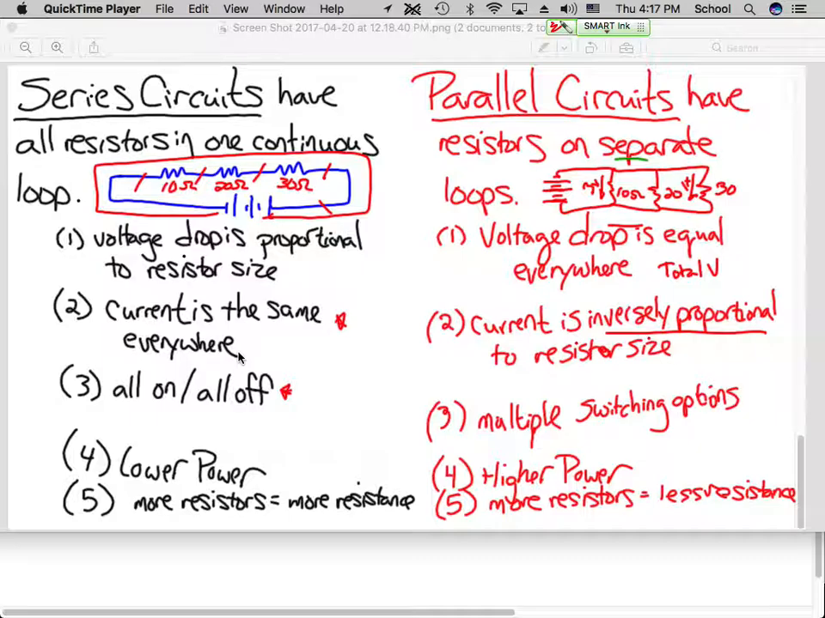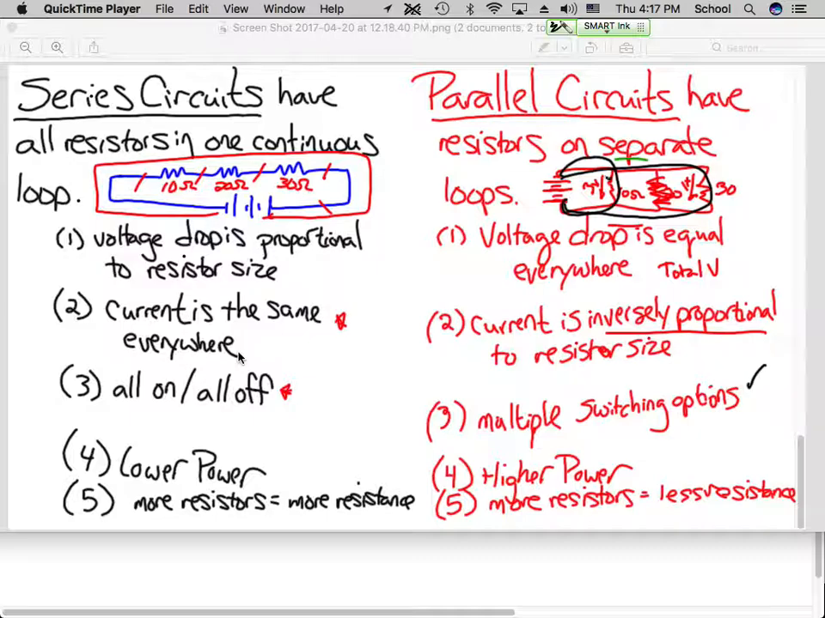On the other hand, if you have good Christmas tree lights, they are in parallel, and one goes out and you go, oh, that one went out. So say the 20 goes out. If the 20 goes out, do I still have other pathways that I can make it? Sure. I can still go through the 10, I can still go through the 30, so I still have two different branches I can do, which means they're not all going to be all on or all off. So I have multiple switching options over here.